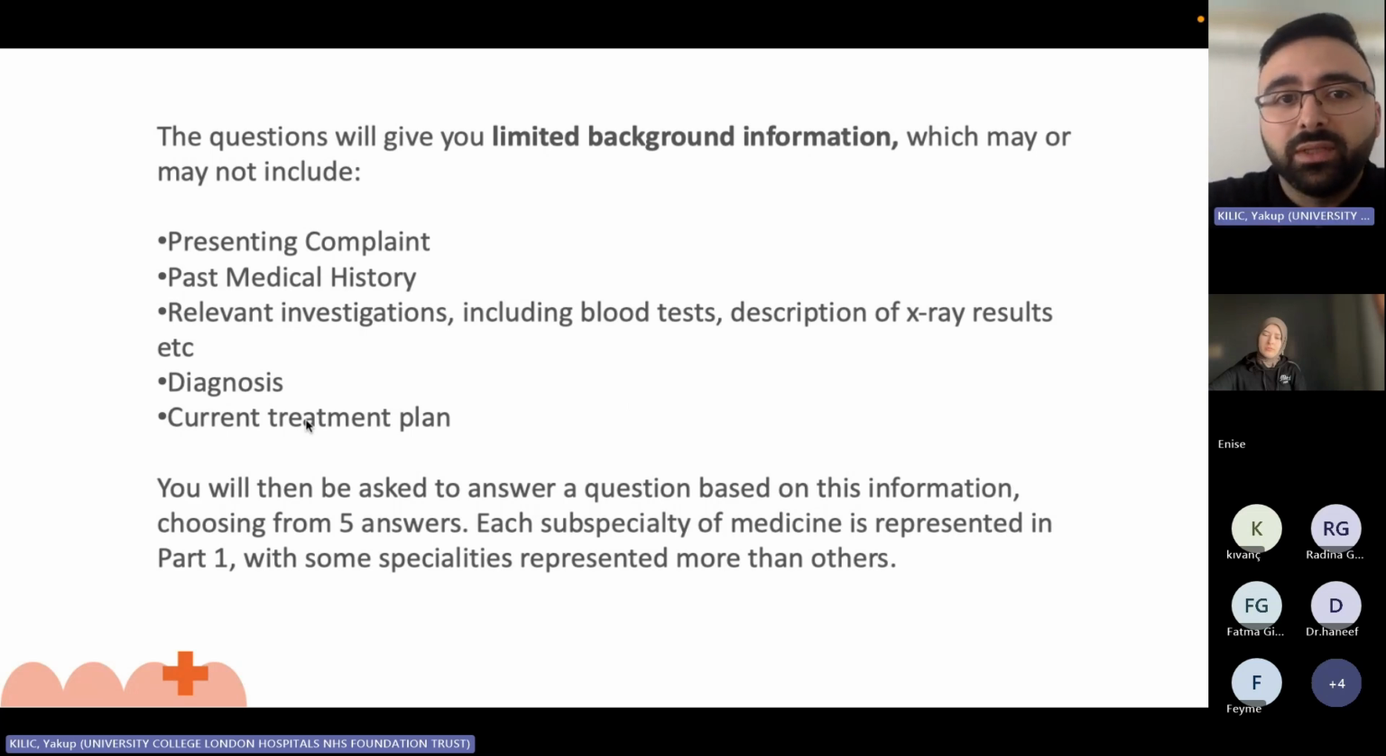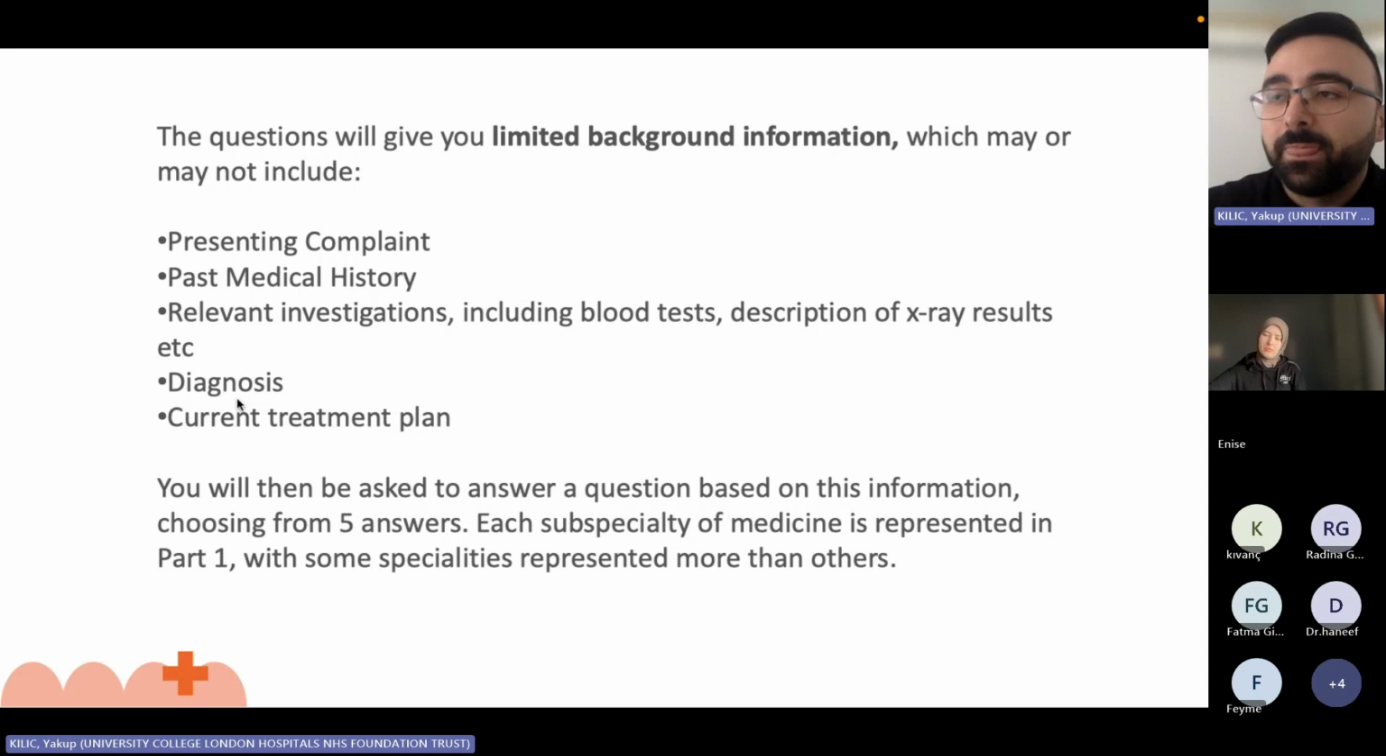So for part 1 and part 2, essentially you have minimal background information, maybe only a couple of sentences with regards to the question. It may include things like presenting complaint, past medical history, test results, X-ray results, and so on, sometimes even the diagnosis and the current treatment plan. You'll have 5 options to answer, and you pick one option. So essentially you have a 20% chance of guessing and being correct, and again, there's no negative marking. But the key thing is you have limited information, and based on that you have to come to the answer.